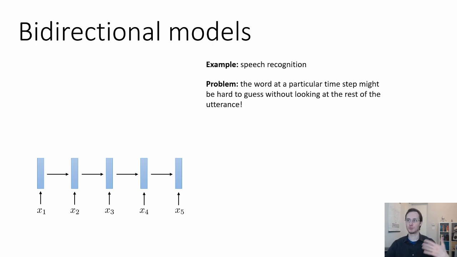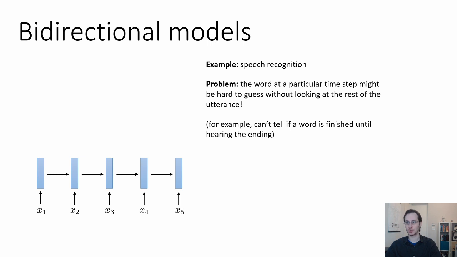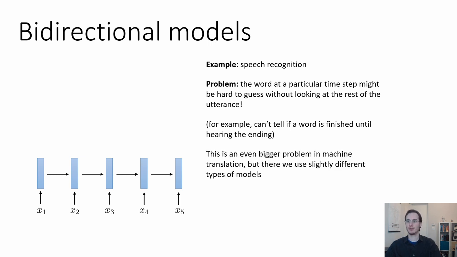So the problem is that the word at a particular time step might be hard to guess without looking at the whole utterance. So you really want the sounds at future time steps to inform your guess about the word at the current time step. For example, you might not be able to tell whether a word is finished until you hear the ending of the phrase. And this is an even bigger problem in things like machine translation. Now there we might use slightly different types of models, but these bidirectional models could work too. Right, because in machine translation, you don't want to translate word for word. You want to actually see the whole utterance and then translate it.